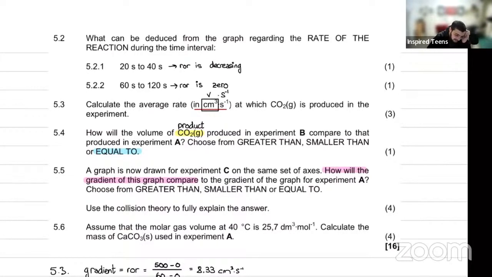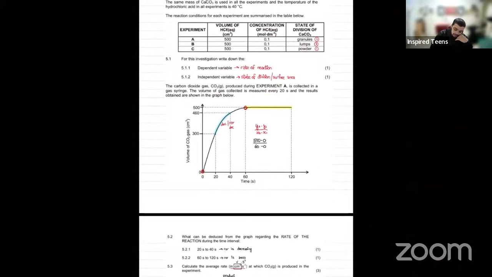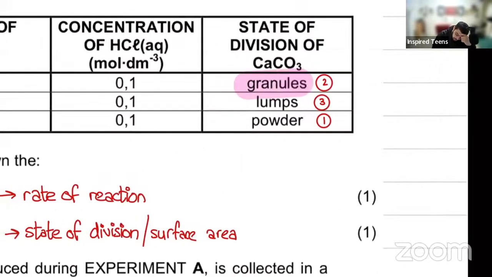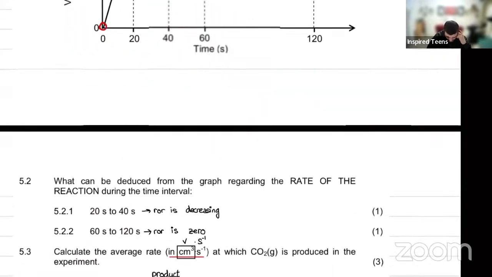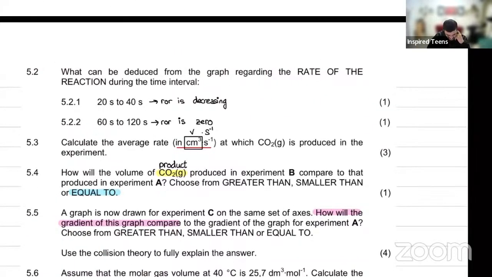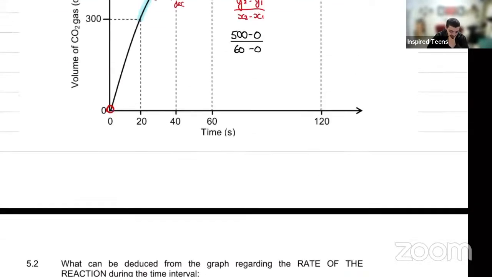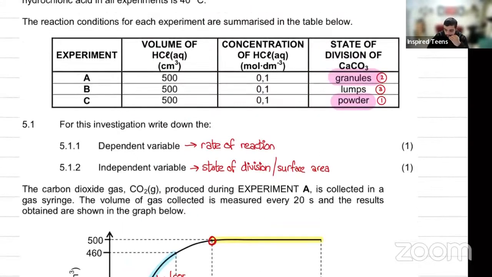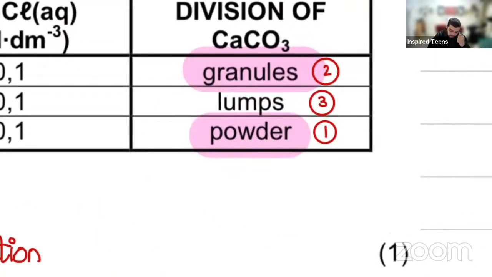So how does the gradient of this graph compare to the gradient of the graph of experiment A? We have to compare them, all right? A and C, not the party, these experiments. Granules versus powders. How does A compare to C? Do they ask that in that way? Yes, they ask how does C compare to A? I'm going to answer it in terms of experiment C.